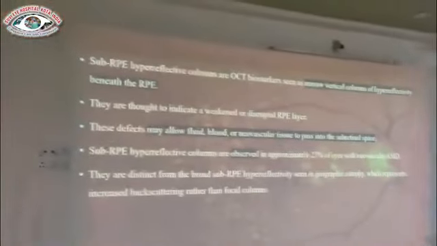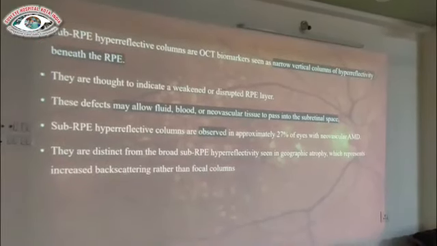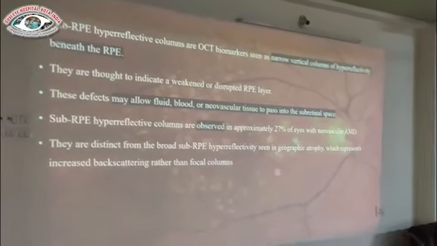Now the next is the sub-RPE hyperreflective columns. They are narrow vertical columns of hyperreflectivity beneath the RPE. This defect may allow fluid, blood or neovascular tissue to pass into the subretinal space of the neovascular area.